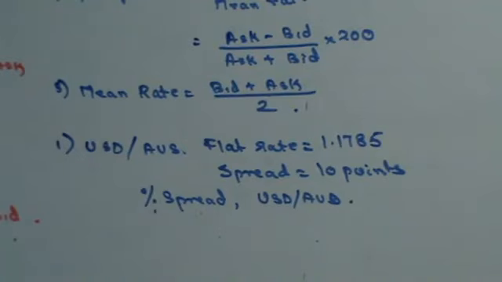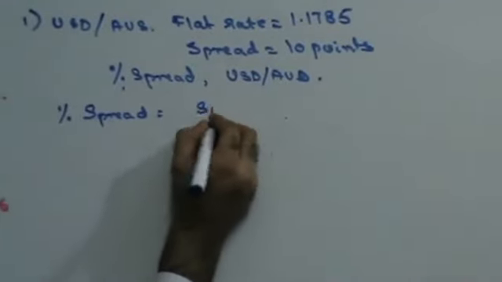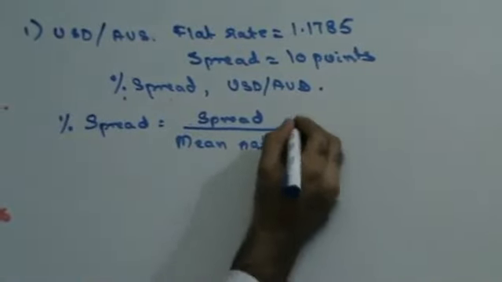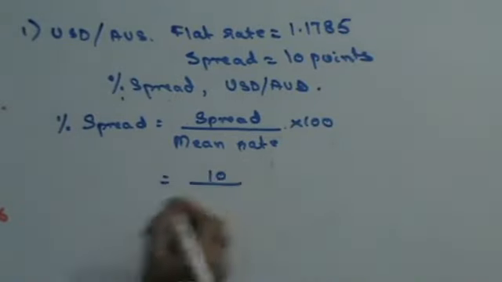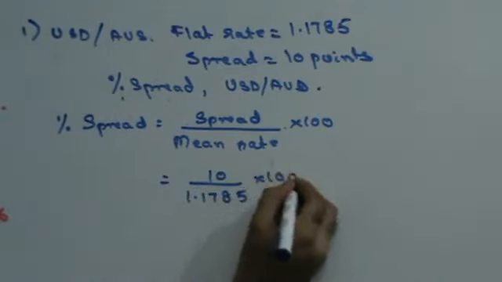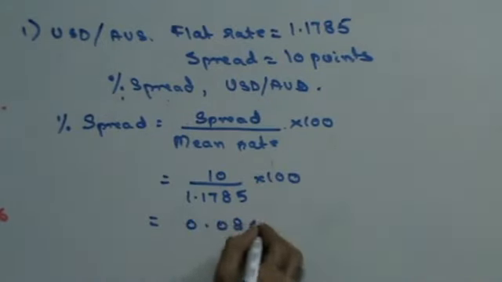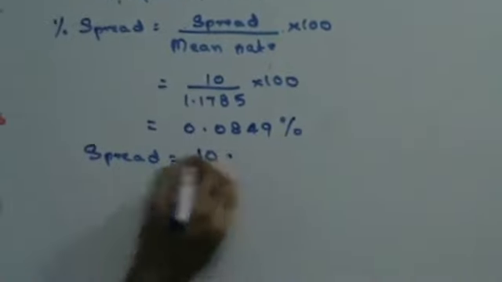The data that is given to me. First thing, I can find out percentage spread. Percentage spread is nothing but spread upon mean rate into 100. Mean rate, flat rate, mid rate all mean the same. Spread is given to you as 10 points. Flat rate is 1.1785 into 100. So when you simplify this, you will get your percentage spread as 0.0849. That's my percentage spread.